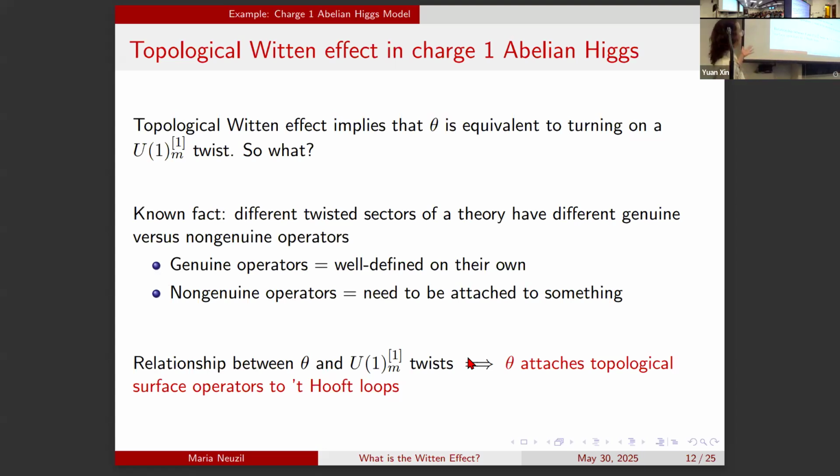But the takeaway is that different twisted sectors, you need to attach different things to your operators to make them well-defined. And the particular relationship between theta and the U(1) magnetic twists implies that theta is going to attach topological surface operators to the magnetically charged 't Hooft loops.